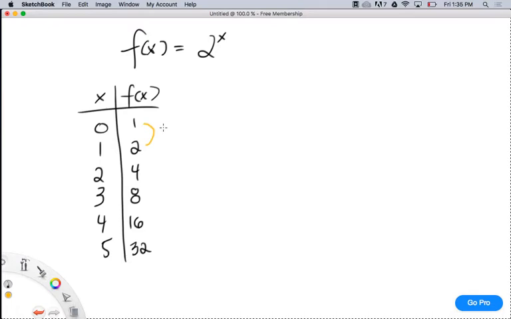2 divided by 1 is 2. 4 divided by 2 is 2. 8 divided by 4 is 2. 16 divided by 8 is 2. 32 divided by 16 is 2. You guys see that? Okay, is that pretty clear? So with exponential functions, it's not the difference, it's the ratio.